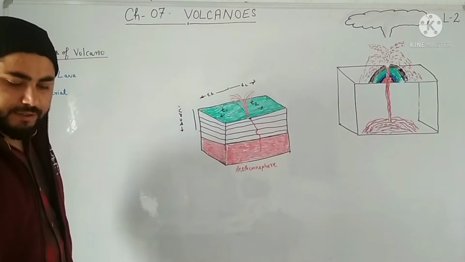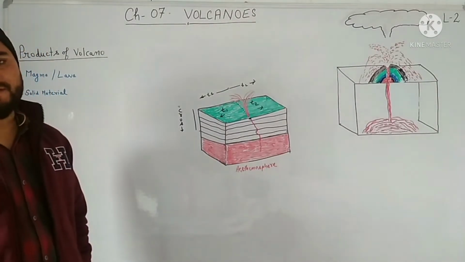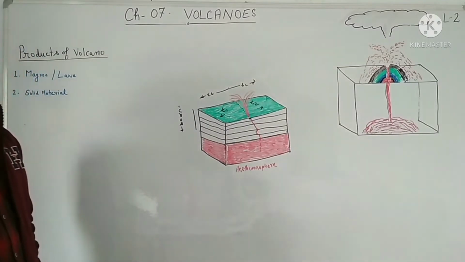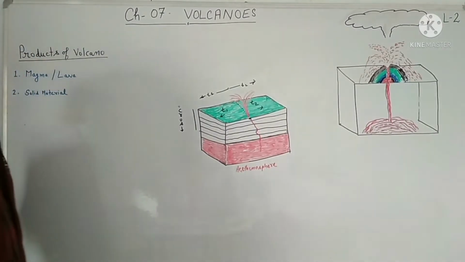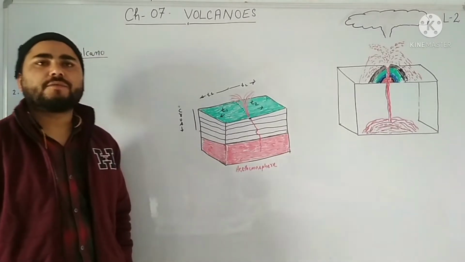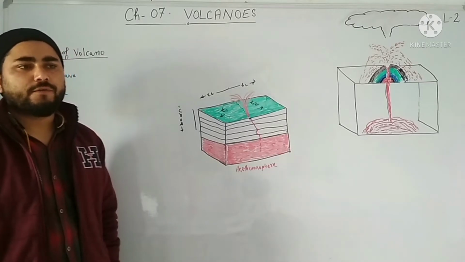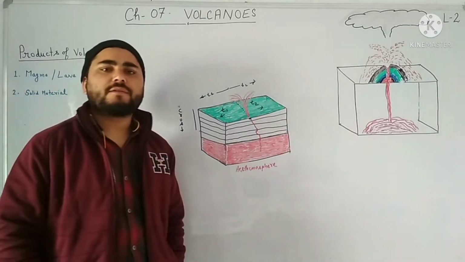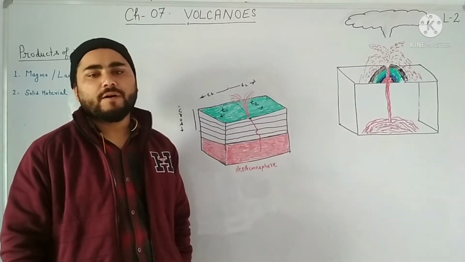So, dear students, in this lecture, we are going to study about the products of volcano and the structure of volcano. Now, what are the products of volcanoes? Products means what do we get when the volcano erupts? So, we get different types of material when volcano erupts. The main material is lava.